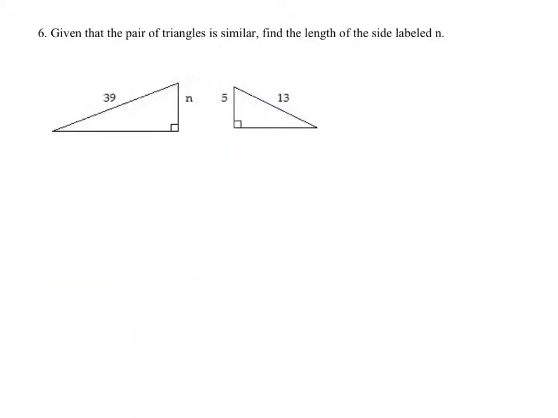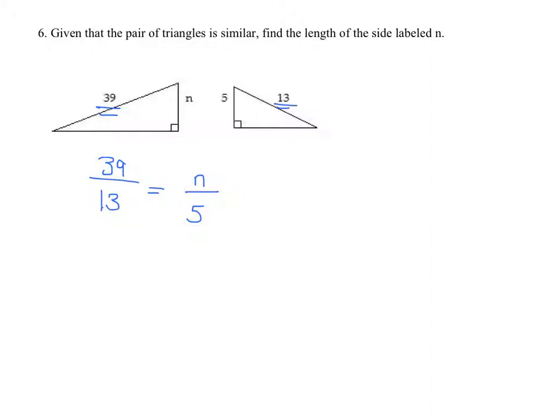Now let's do this one. Let's figure out the missing side. If I know these two triangles are similar, which they are, let's figure out the missing side. So 39 corresponds to 13, and n corresponds to 5. Well, we know how to do this.